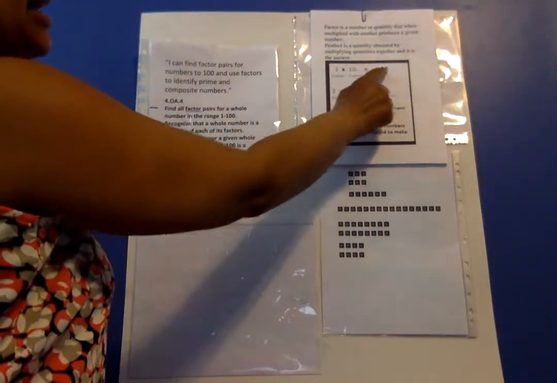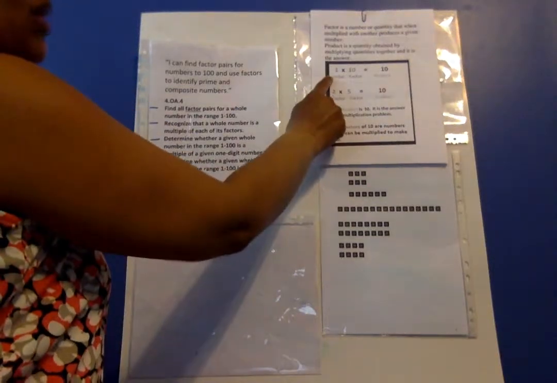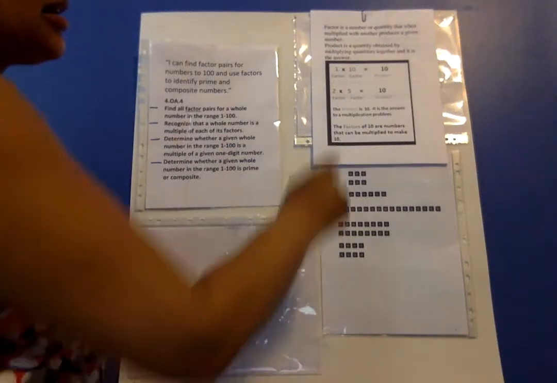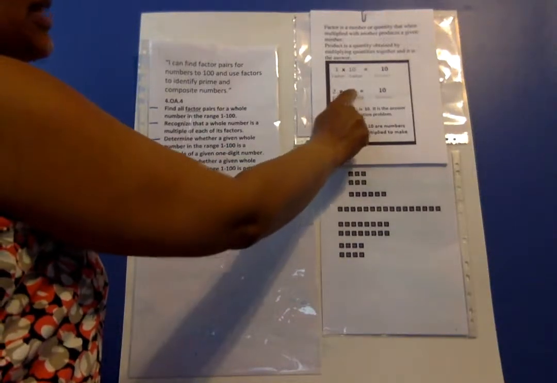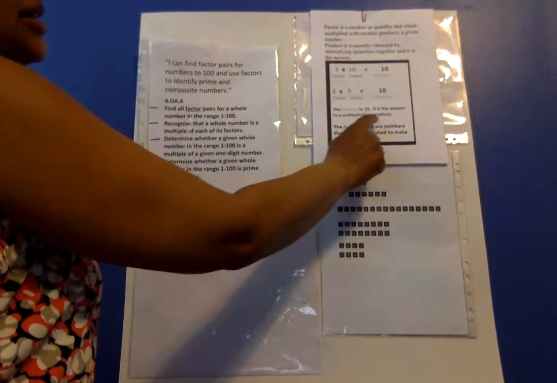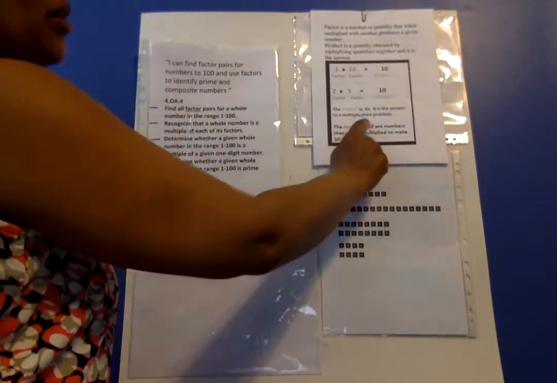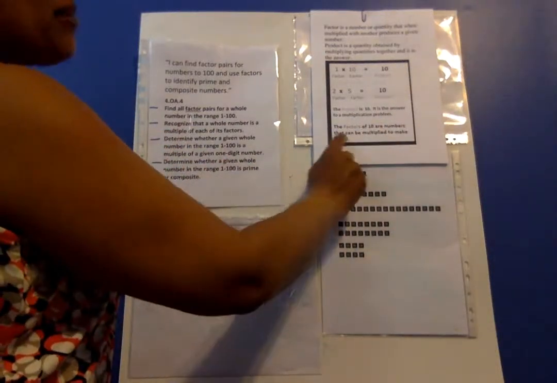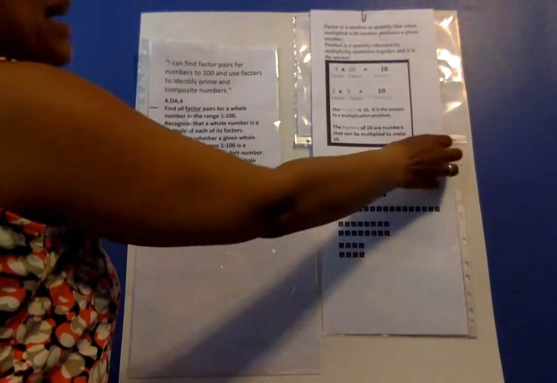1 times 10 equals 10. 1 is a factor, 10 is a factor, 10 is the product. The two factors, 2 times 5, the product is 10. The product is 10. It is the answer to a multiplication problem. The factors of 10 are numbers that can be multiplied to make 10.